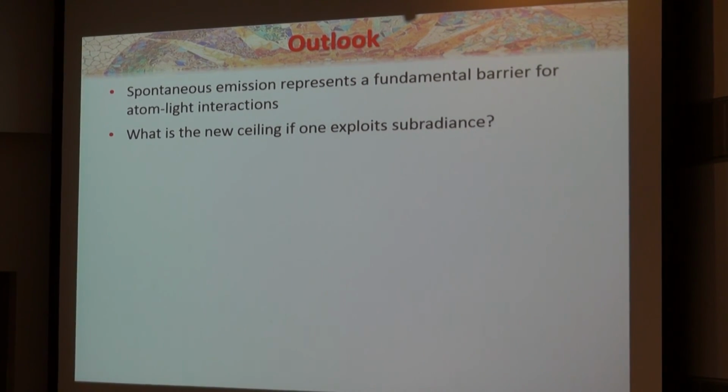So just to kind of conclude, I think to me it's really fascinating that we all know that spontaneous emission is kind of like a barrier to everything you want to do in atom-light interactions. But what if you could just shut it off, right? So what's the real kind of new ceiling if you can really exploit subradiance to your advantage? So we know the answer already in one case. For photon storage, you can do exponentially better than before.